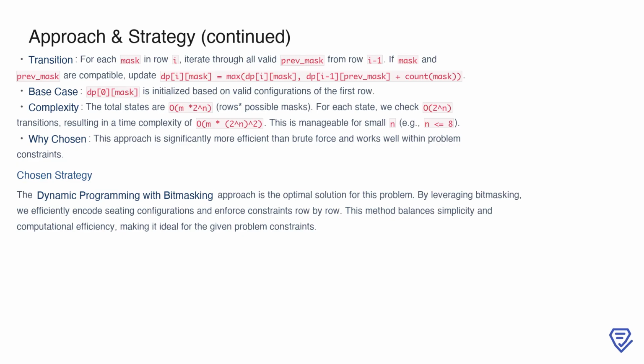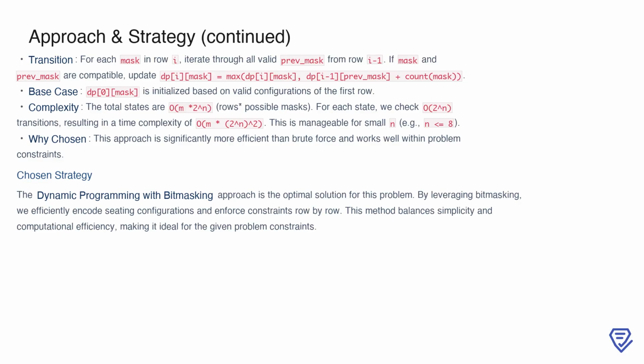For each possible configuration, or mask, in row i, we iterate through all valid configurations from the previous row, denoted as prev_mask. If mask and prev_mask are compatible, meaning they satisfy the seating constraints, we update the state using the formula dp[i][mask] = max(dp[i][mask], dp[i-1][prev_mask] + count(mask)). Here, count(mask) calculates the number of students seated in the current row. The base case involves initializing dp[0][mask] based on the valid configurations of the first row.